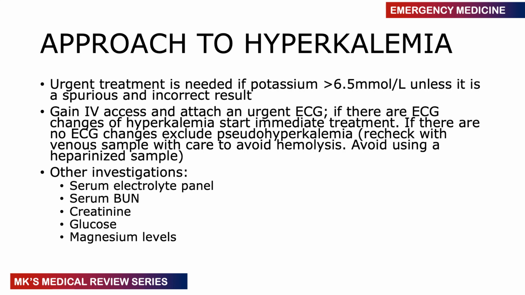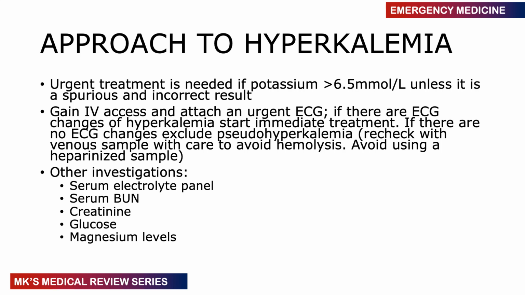Remember that anyone with a potassium concentration greater than 6.5, unless it is a pseudo type of hyperkalemia or an incorrect result, you need to treat urgently. You need to gain IV access, attach them to an ECG machine, and get an urgent ECG. If your ECG is showing some changes of hyperkalemia, you start your treatment immediately. If there are no ECG changes, then you make sure that you exclude any pseudo hyperkalemia.